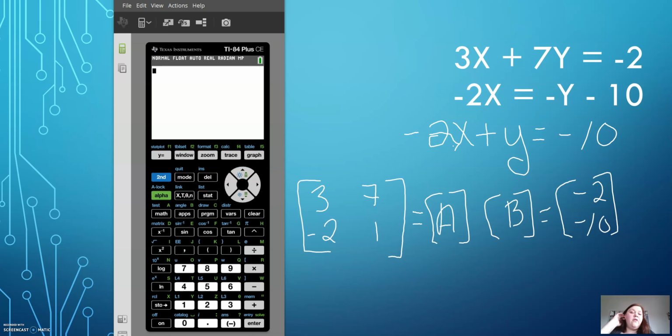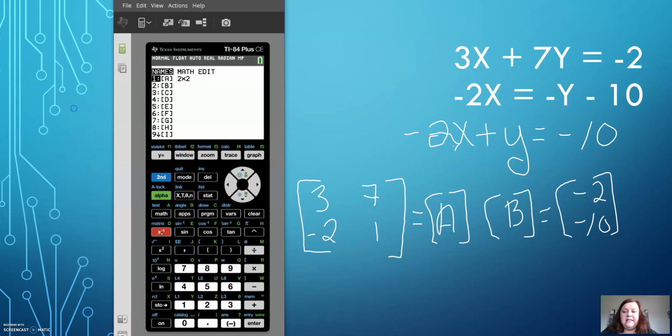Okay. Now, before we can do any work to solve the equation, we have to put these into our calculator. And we're going to do that just like we did yesterday. We're going to go to second, x to the negative first. I'm going to go over to edit. I'm going to choose 1 for A. And A is a 2 by 2, so I'm going to have my 2 by 2. And I need to enter in my numbers. So I have my 3, 7, negative 2, positive 1. I then need to put in matrix B.